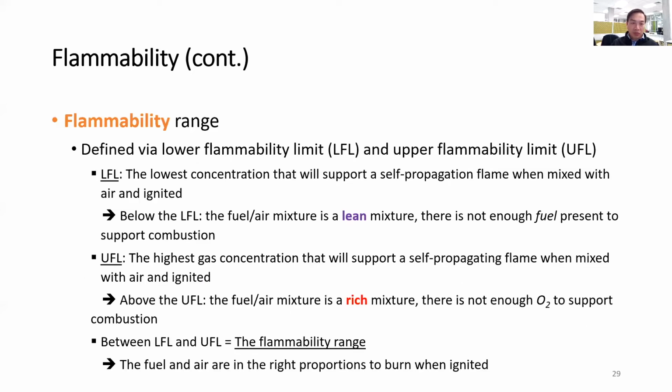All right, so the next property I want to mention is hydrogen flammability range. We're going to define what it is first before talking about the value. The flammability range is defined based on two values. The first one is the lower flammability level, and the second one is the upper flammability level. The lower flammability limit is the lowest concentration that will support a self-propagating flame when mixed with air and ignited. So that's the definition of it.